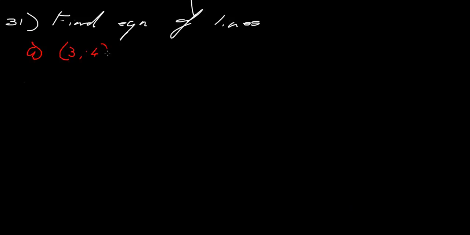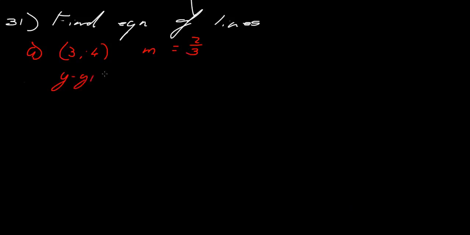Okay. So first, I'm going to break it up into parts. So first they say find equation of lines. Okay, so let's start with A. They give you the following information. It's a line through the point 3, 4 with gradient 2 over 3. So we're given a point and a gradient, so we use point gradient form.